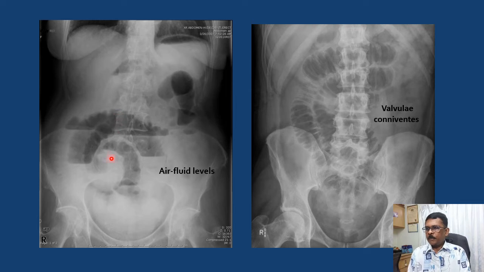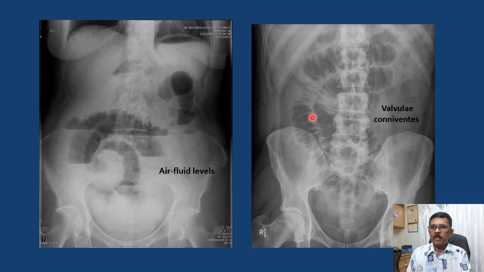These are air fluid levels inside the small bowel, okay, which are also signs or features of acute intestinal obstruction. Here you see the loops of small bowel occupy the center of the abdomen. Here you see the valvulae conniventes, which are diagnostic of distended small intestine. Okay, and you see it goes from wall to wall.